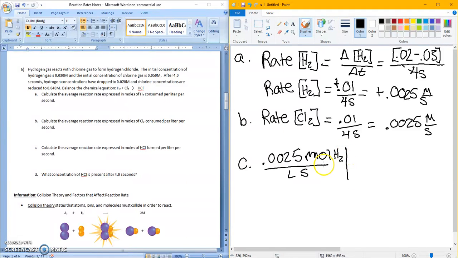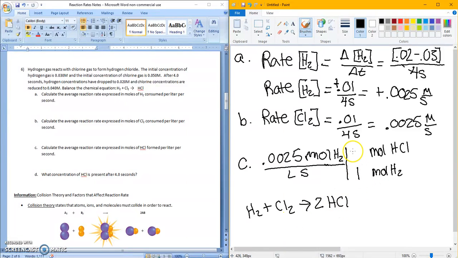Then, just like with any balanced chemical equation, I can go from moles of hydrogen to moles of HCl. So if I look at that wonderful equation, it says H2 plus Cl2 goes to HCl. What is the first thing I need to do in order to get this relationship? I need to balance the equation. So H2 plus Cl2 goes to 2HCl. Now that I have my ratio, I know there's a 1, I know there's a 2, and I'm going to multiply that by 2.